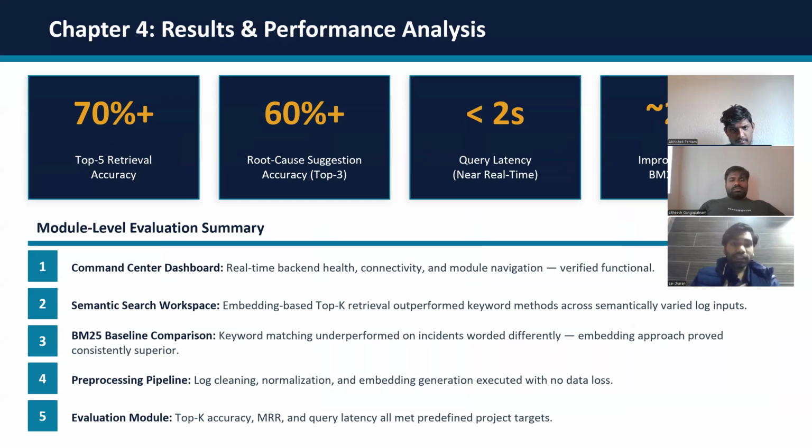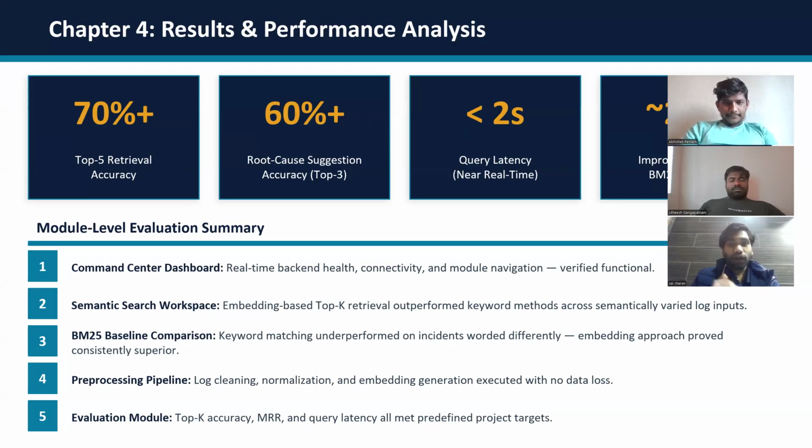I'm Saicharan. Our evaluation measured 4 key metrics. We achieved over 70% top-5 retrieval accuracy: in more than 7 out of 10 cases, the correct root cause appeared in the top 5 results. Root cause suggestion accuracy at top 3 came in above 60%, meeting our predefined target. Query latency was under 2 seconds, making the system viable for real-time use during live outages.